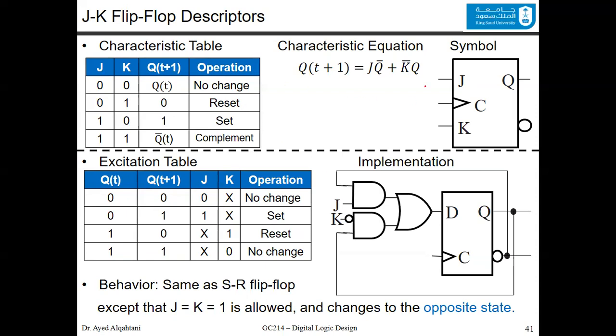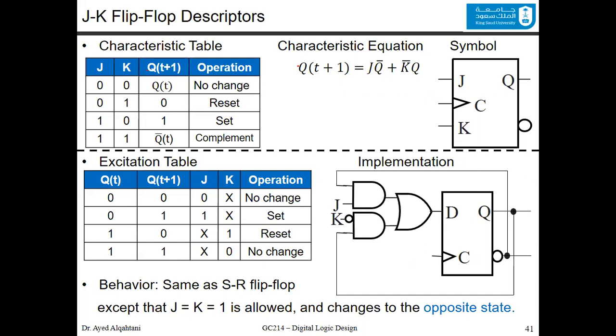To understand this, first the symbol is J and K. Instead of S and R, we put J and K. Now, the characteristic table tells you if you use JK 0, 0, there is no change. 0 and 1, this is the reset. 1 and 0, this is the set. Up to this point, it's the same as the SR latch. The change is here. Now, 1 and 1 is allowed, and it's going to generate the complement of the current state. So the next state is going to be the complement of the current state.